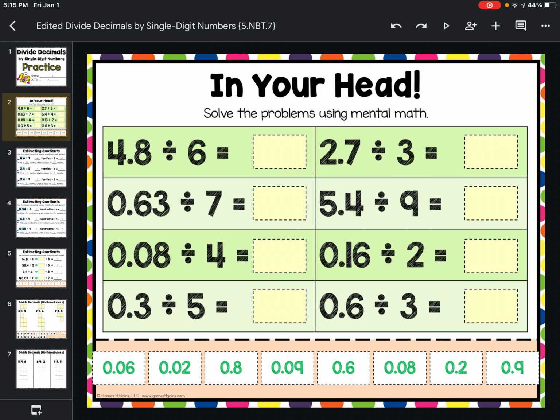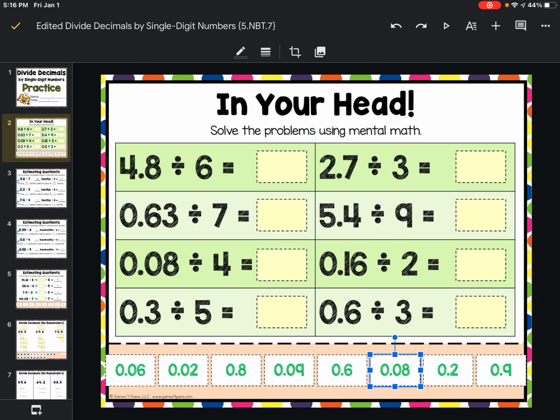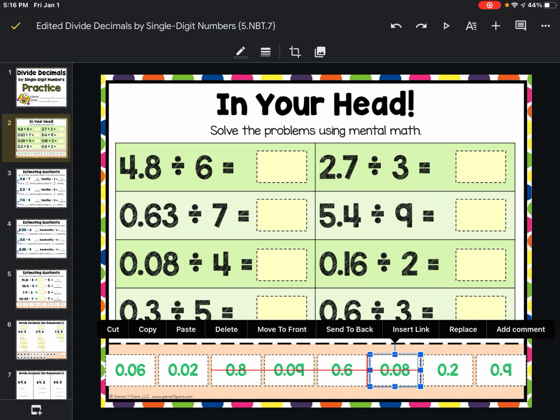So we look at slide 2. It says, in your head, solve the problems using mental math. So basically, you're acting as if those decimals aren't there, and you're thinking, okay, 4.8, that's the same as 48. 48 divided by 6. Well, I know that 6 times 8 is 48. So I know that I'm going to be looking at an answer with 8 in it. So that leads me to this one here that I'm moving, or this one.